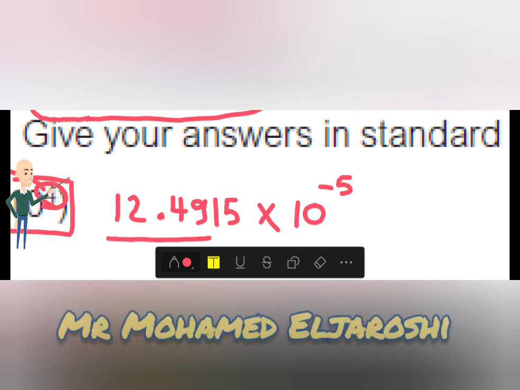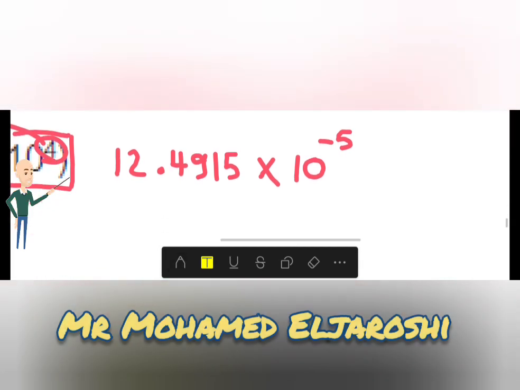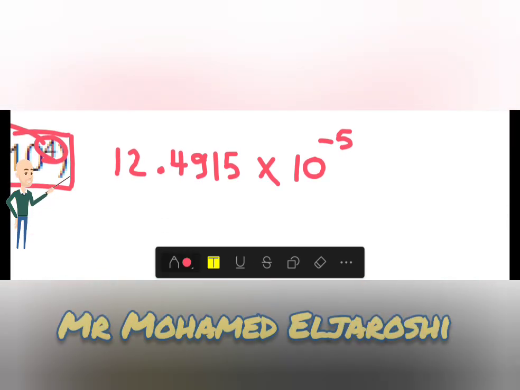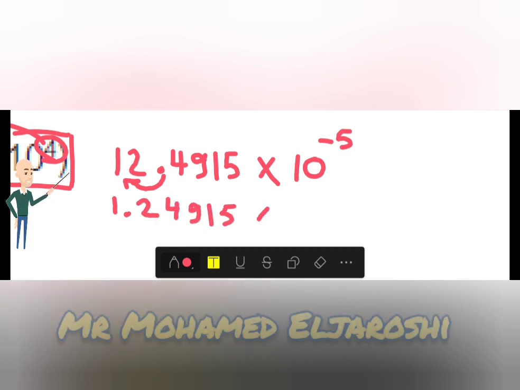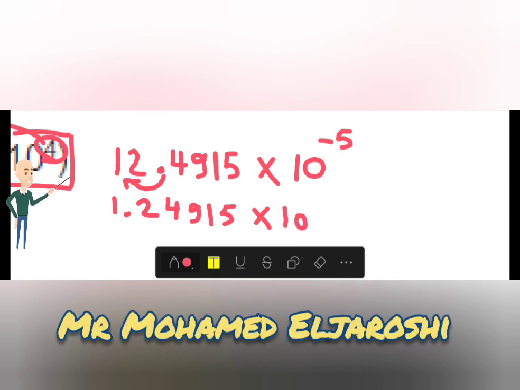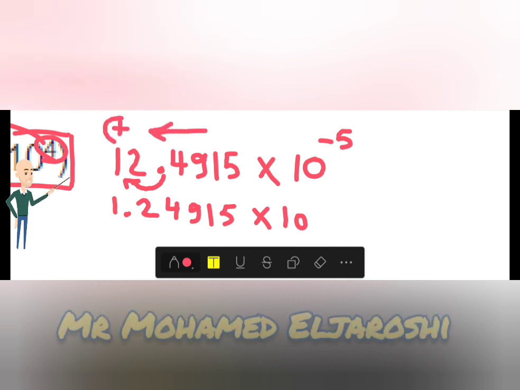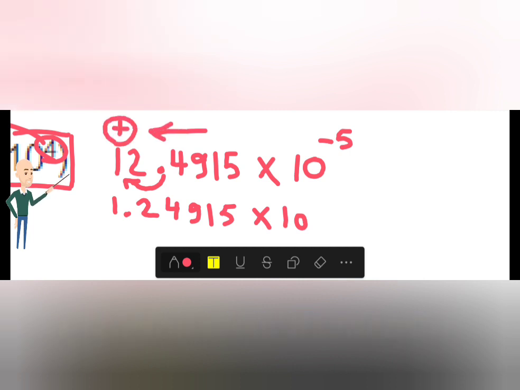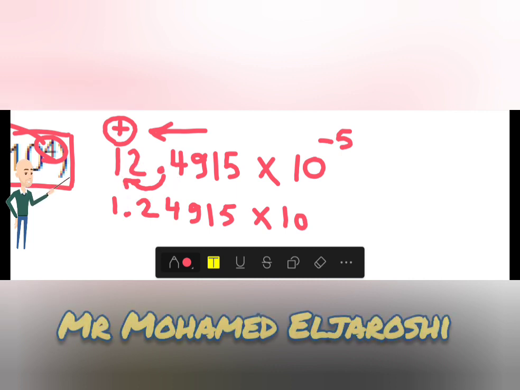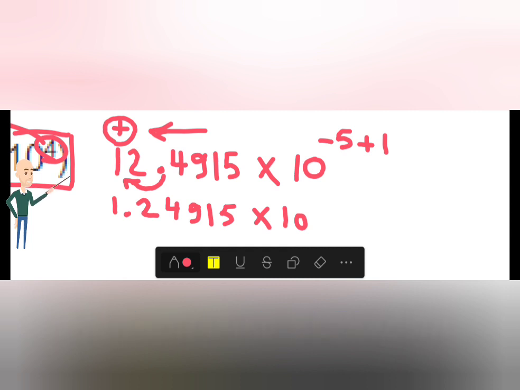Very good. Now I take a look at this answer. Is it in standard form? Very good. It's not. So I have to make it standard. Now to make this standard, I'm going to move the decimal point to this side one time. Very good. And it's going to be 1.24915 multiplied by 10 with a power. Now the power is what? Very good. Because I moved to the positive side here, I'm going to add the movements, which is 1. So it's going to be plus 1 here. So negative 5 plus 1 equals what? Very good. It's negative 4.